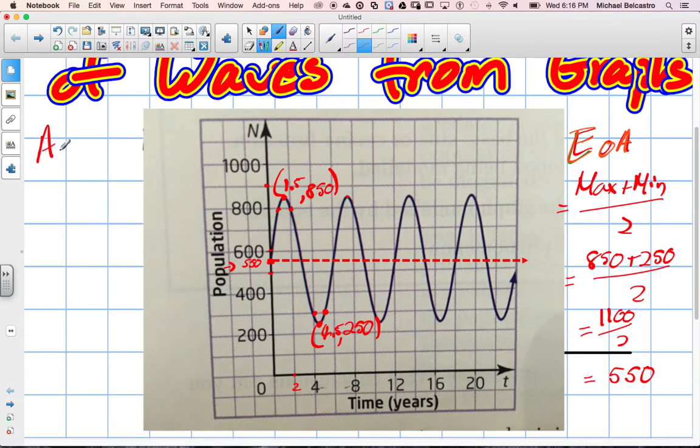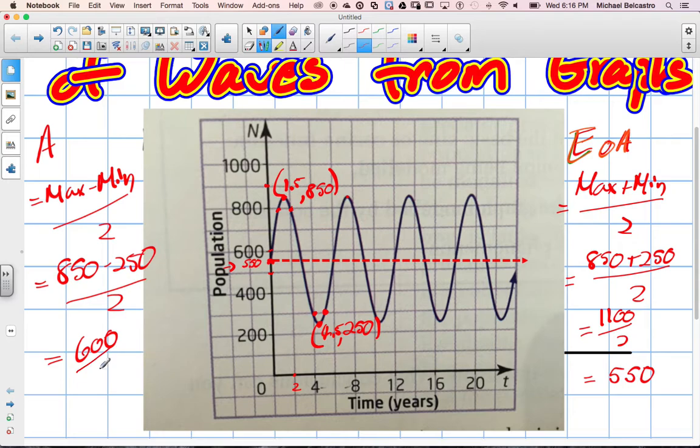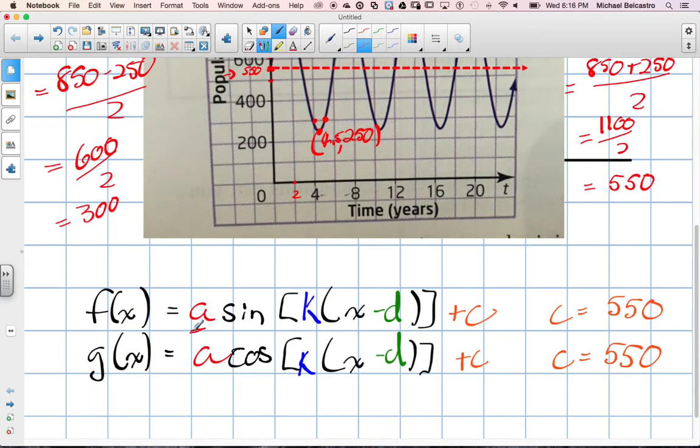Our amplitude, so we'll just call it our a value, is a very similar idea, but it's max minus the min divided by 2. So this time we're taking 850 and subtracting 250 and dividing that by 2. That's going to give us 600 divided by 2, which is 300. So it looks like our a value, and again, the amplitude for the parent function of sine and cos will be the exact same. So all our vertical stuff should be relatively the same. The a value should be 300 for both of these, so our a is going to be 300.